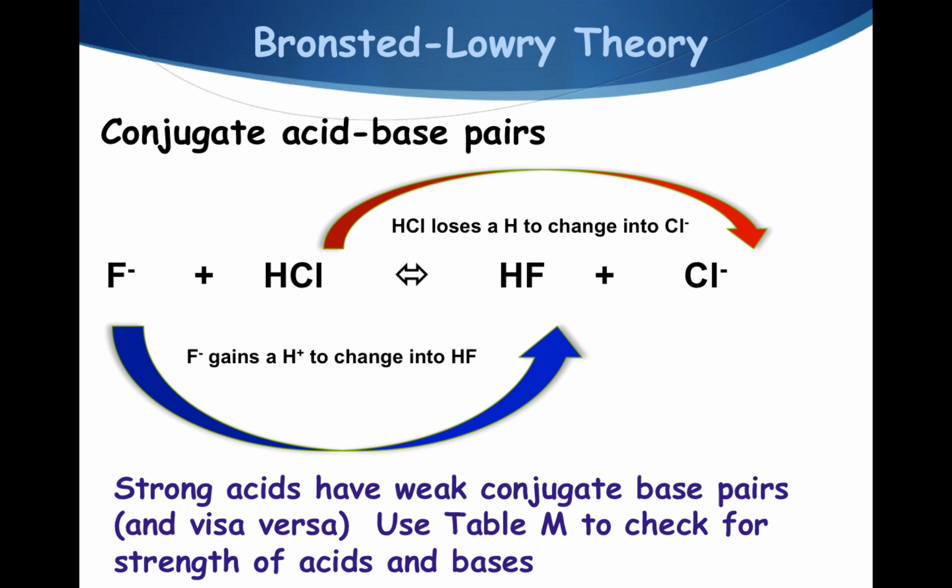Strong acids have weak conjugate bases, and weak acids have strong conjugate bases. So when you get an equation, you're going to have to identify the Brønsted-Lowry acids and bases, and then tell me the relative strengths of each. You're going to go to Table M to check for the strengths of acids and bases.